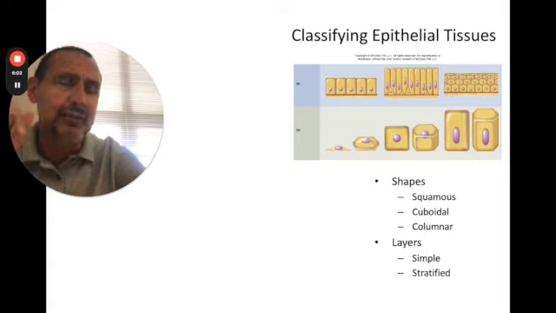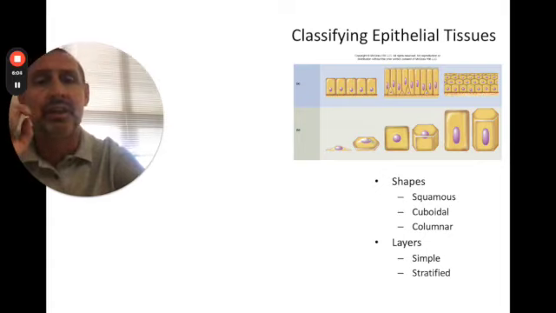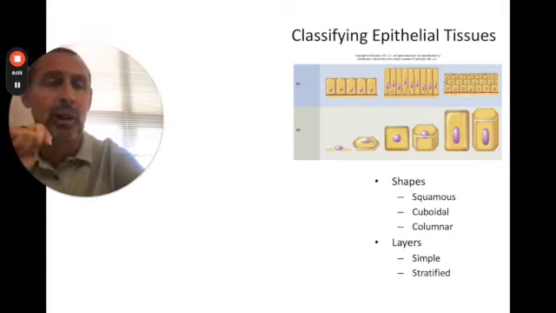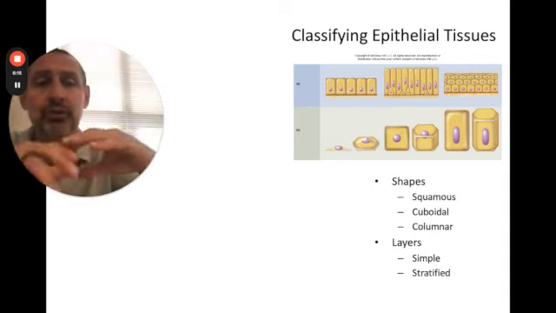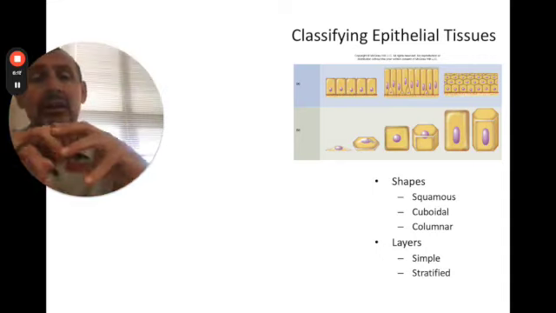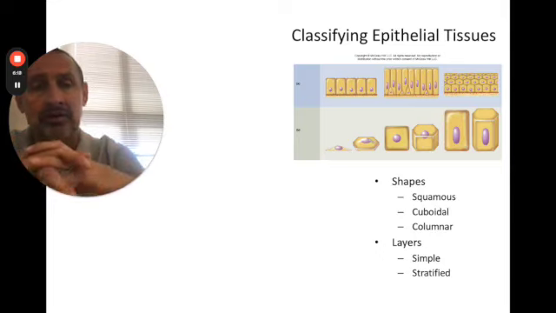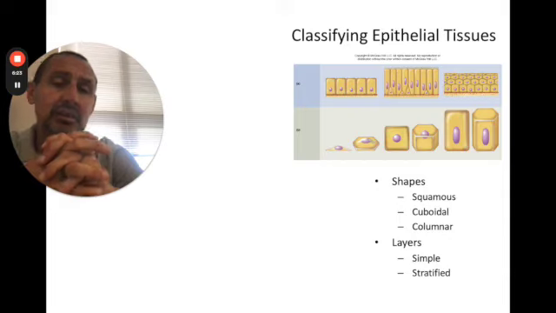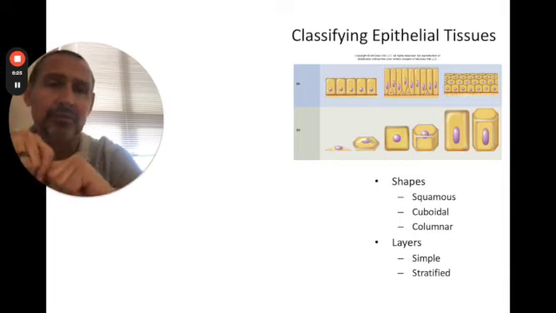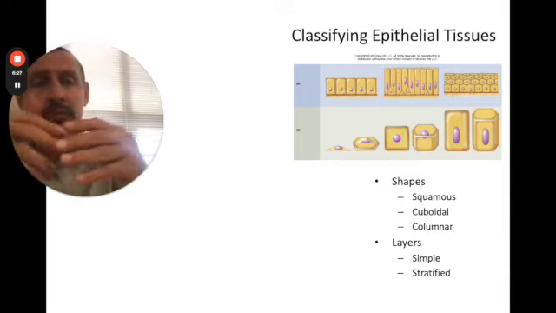When you try to classify epithelial tissue, they're classified based on shape and layers. 3 kinds of shapes, 2 types of layering. The 3 kinds of shapes are squamous or squished, cuboidal or cube-shaped, and columnar, which look like a column. The layer types are either simple, where you have 1 layer, or stratified, where you have multiple layers.